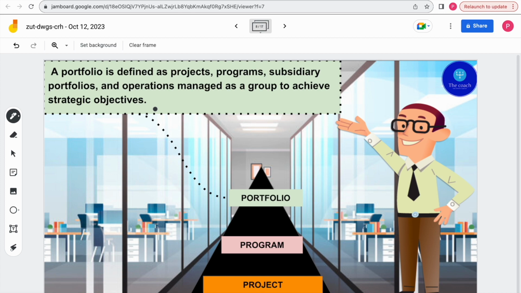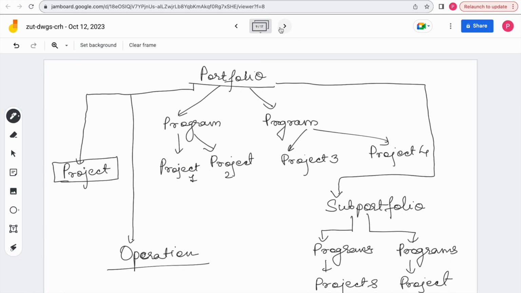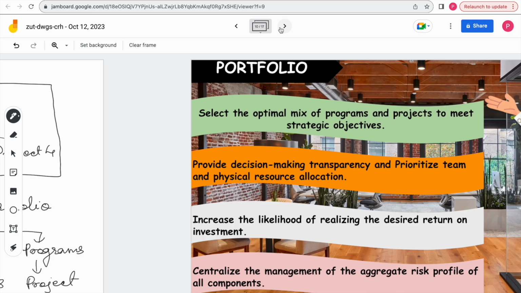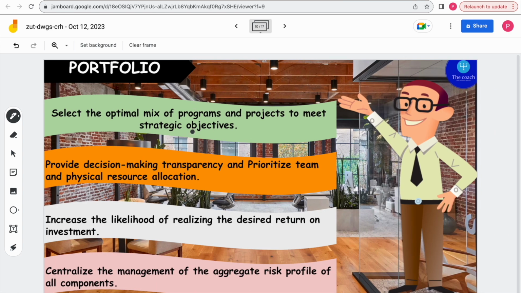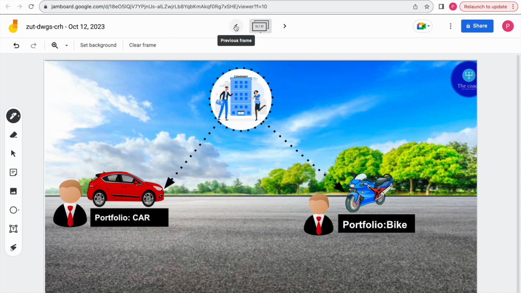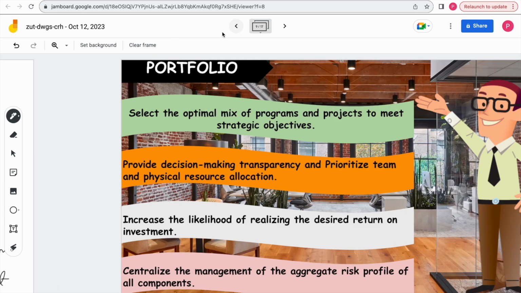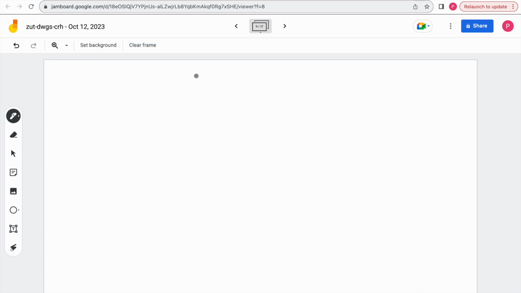And a portfolio is managed by, as usual, a portfolio manager. So let's understand the role of the portfolio manager. The portfolio manager selects the optimal mix of programs and projects to meet strategic objectives. See, in my company, let's say there is a portfolio manager and there are 2 portfolios. I'll make it simple on the whiteboard. So let's say that in your company the portfolio manager has 2 portfolios, of bridge and road.